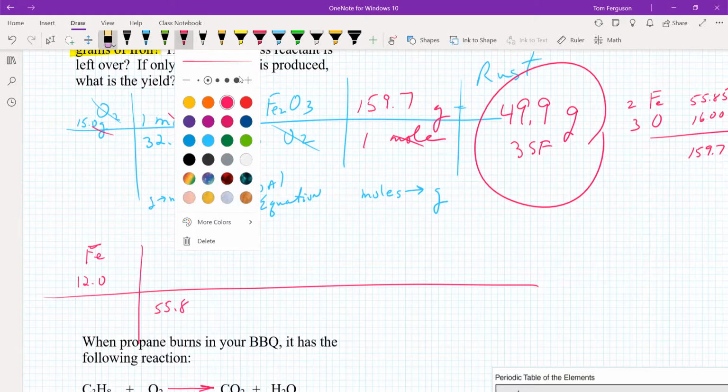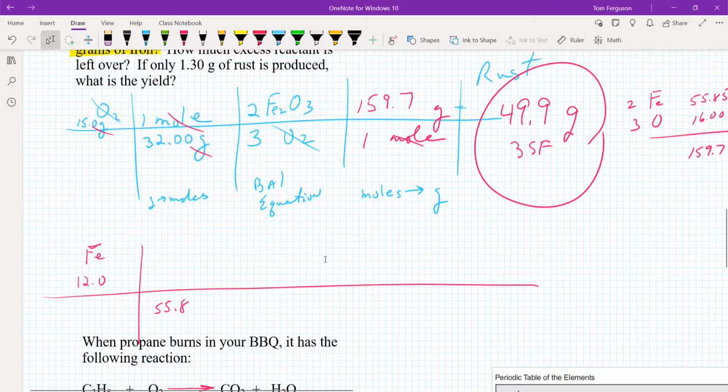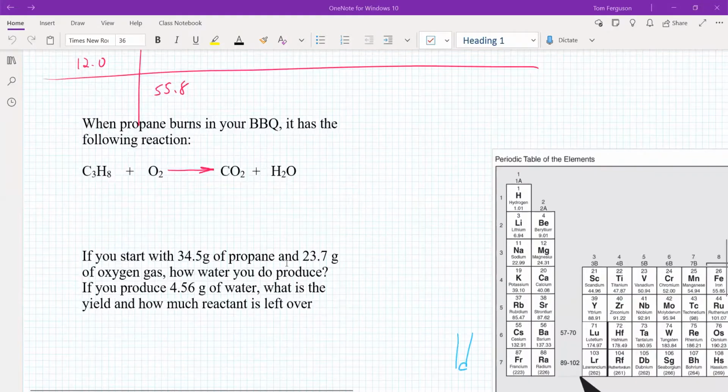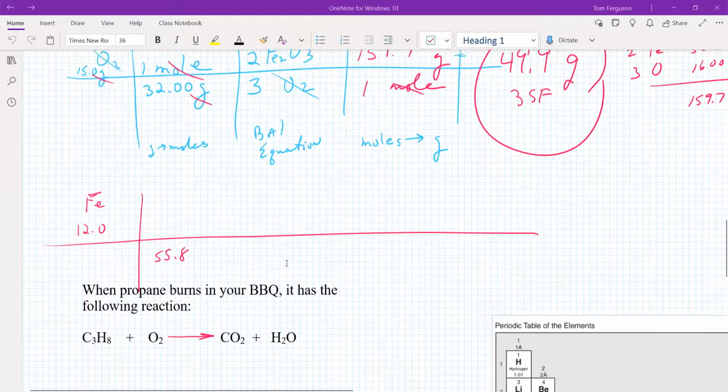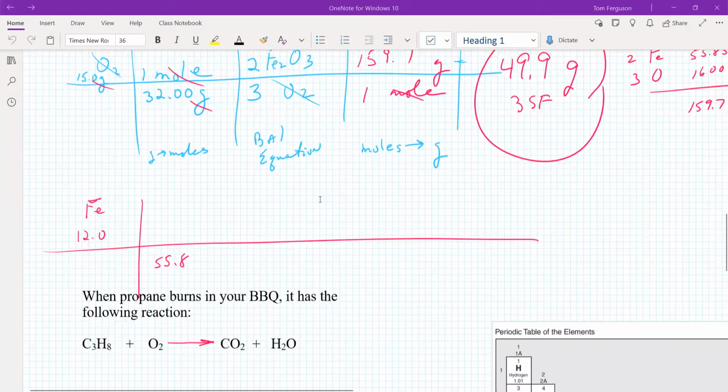OneNote is not responding. I'm going to have to restart OneNote here. Can you guys see the screen? Yes. Okay.